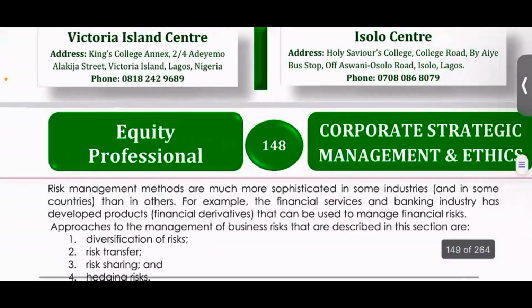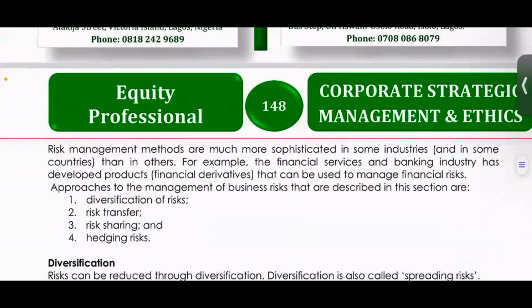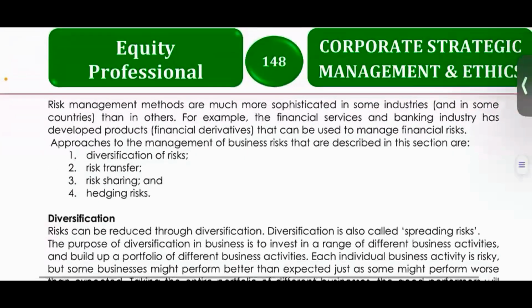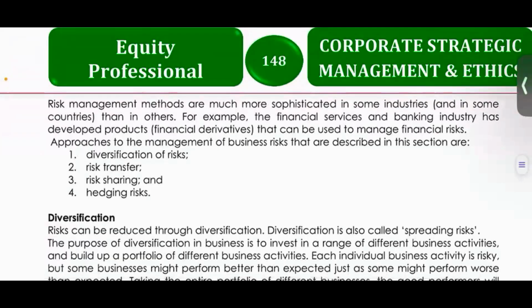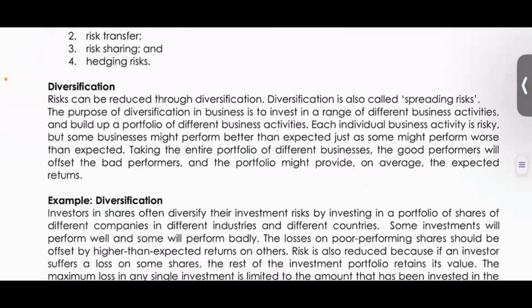So we said risk management is much more sophisticated in some industries than in others. For example, in financial services and in the banking industry, it is something to consider than maybe aviation or things like that because of the level of risk that is involved. So we said approaches to the management of business risks are as follows. Number one, diversification. What does it mean to diversify risks? It literally means spreading your risks. How do you spread your risks? By having a portfolio.